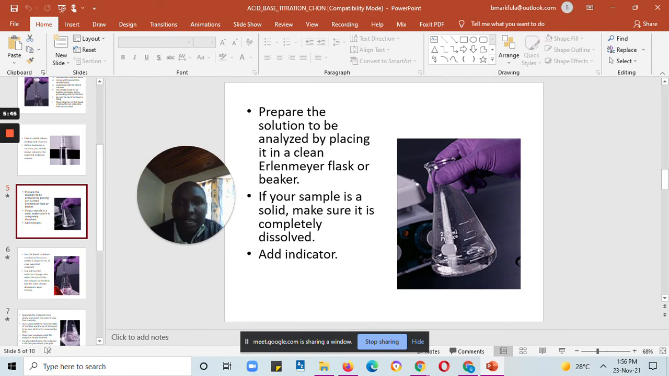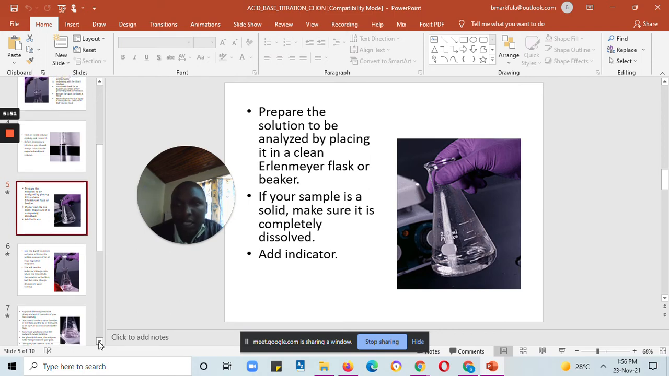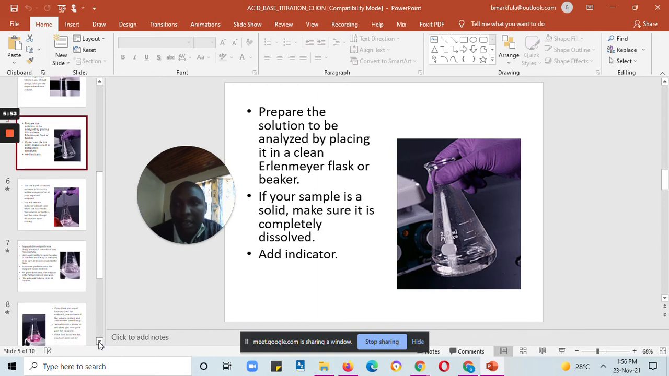Then you add an indicator depending on the type of acid and base that you're using. The indicator for a strong acid and a strong base is different from the indicator you use for a strong base and maybe a weak acid. So you choose the indicator wisely.